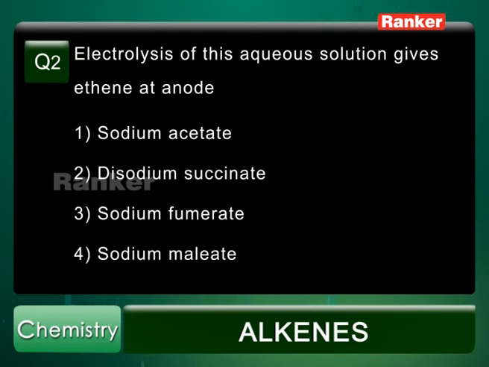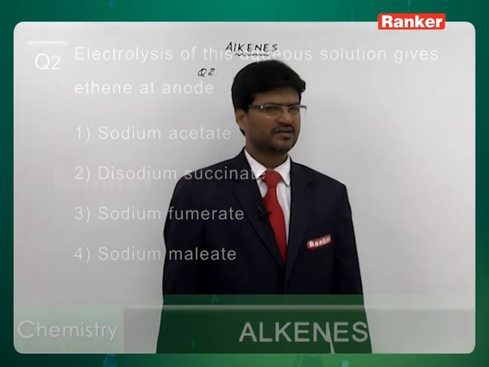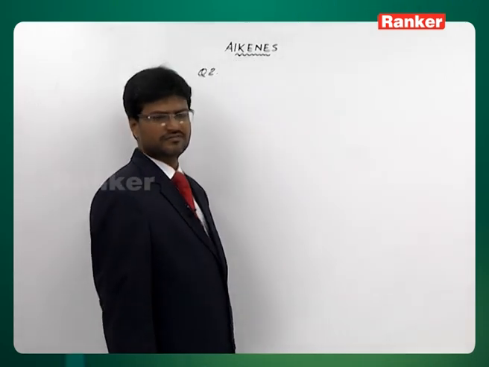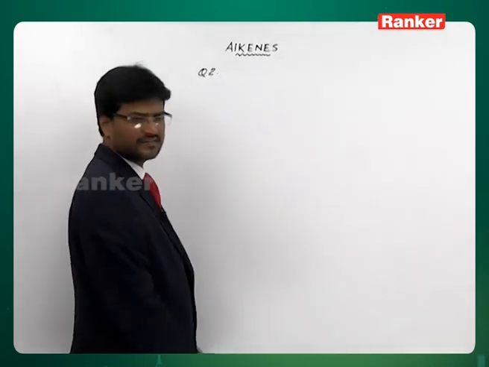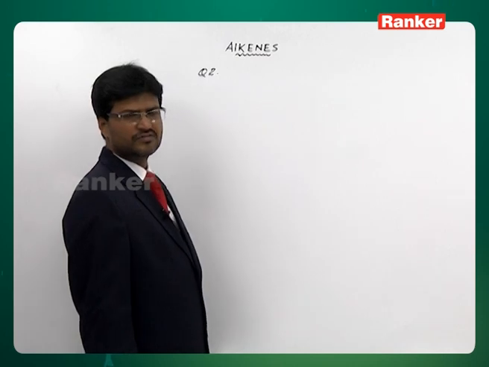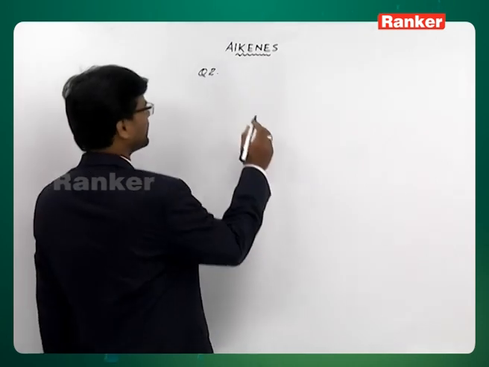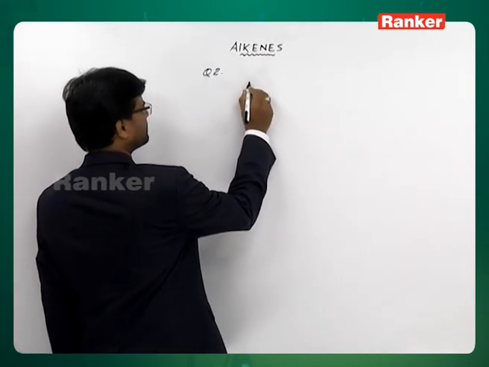Question number 2: electrolysis of this aqueous solution gives ethene at anode. First option sodium acetate, second option disodium succinate, third option sodium fumarate, and fourth option is sodium maleate. Let us find out what is the correct answer. The correct answer is the second option, disodium succinate. I am going to show you the equation.